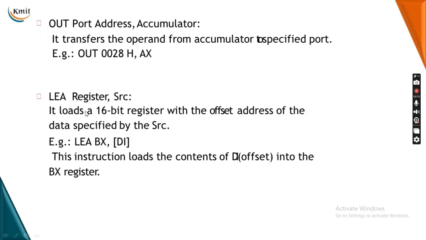Next, LEA, load effective address, where we load the offset address into a register. It loads a 16-bit register with the offset address of the data specified by the source. If you write BX, it will load the effective address of the source into a 16-bit register. For example, LEA BX, DI. So this is my address, and the address of this we stored in BX.